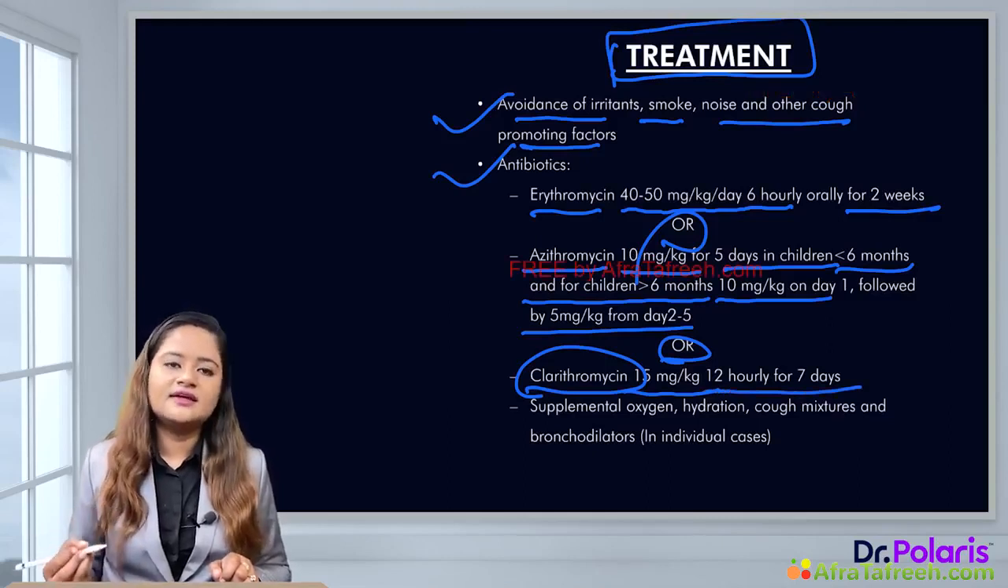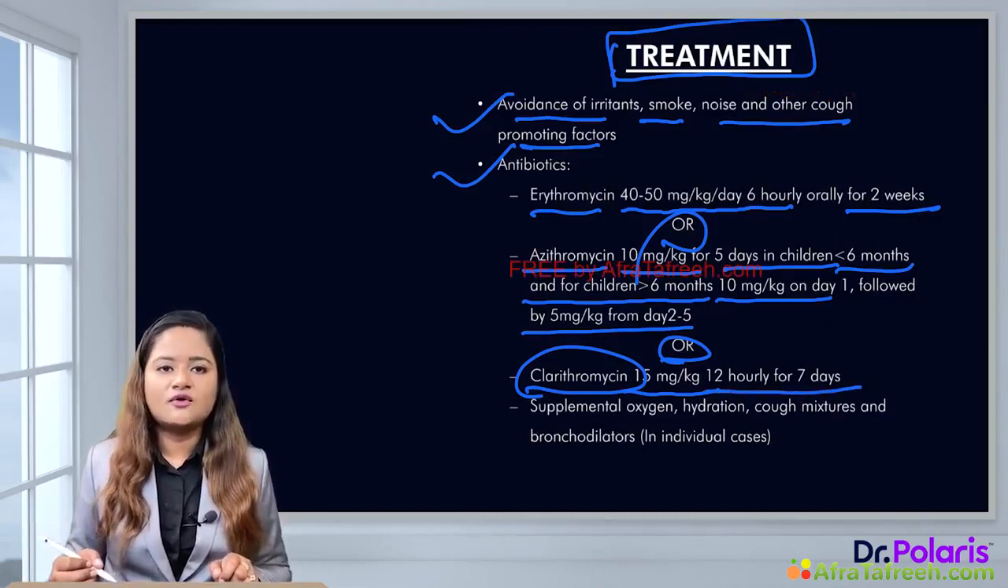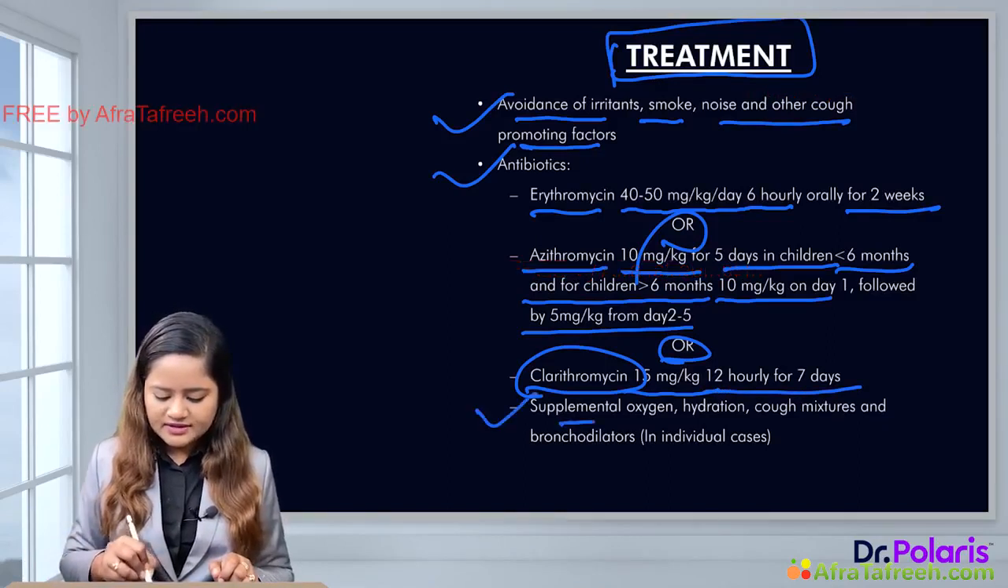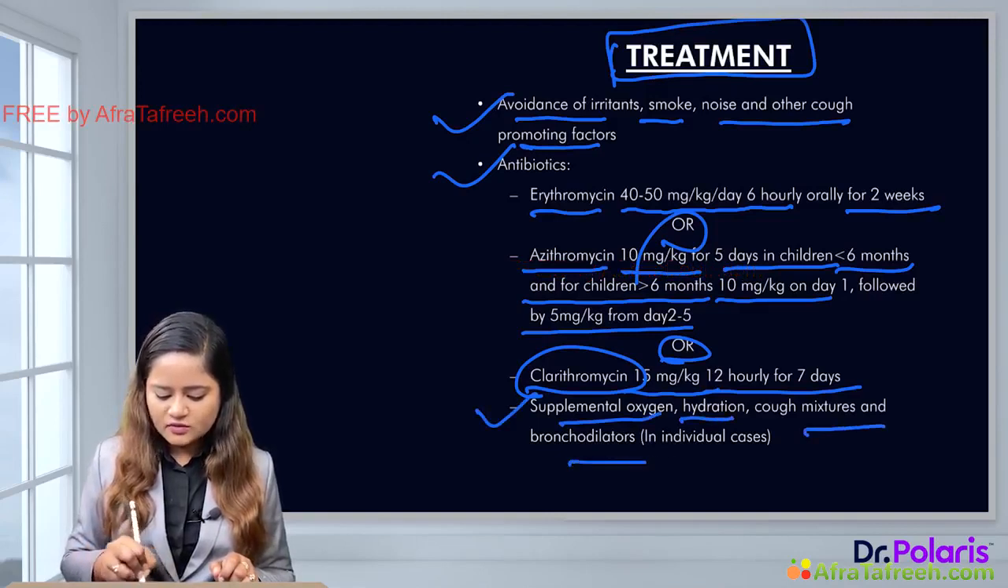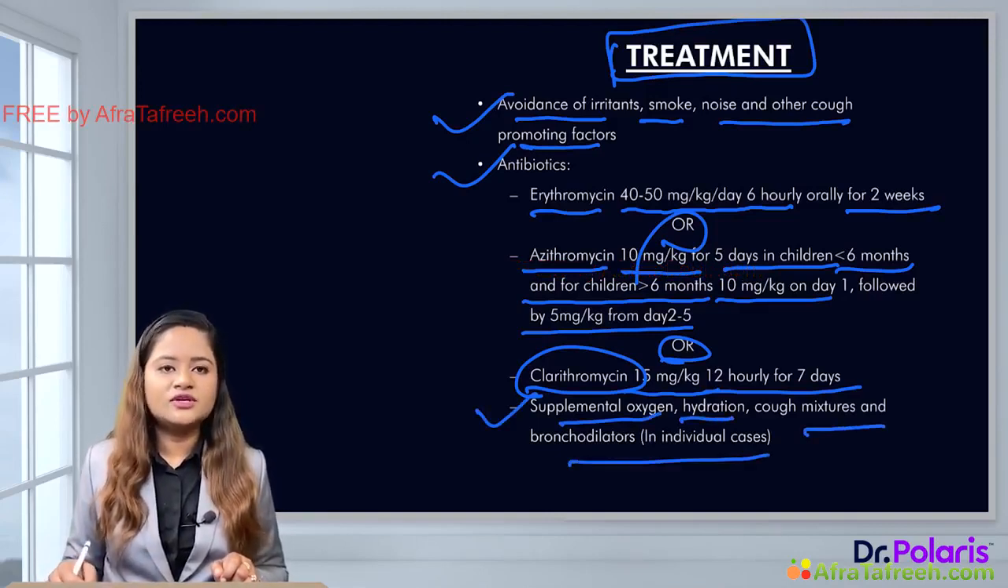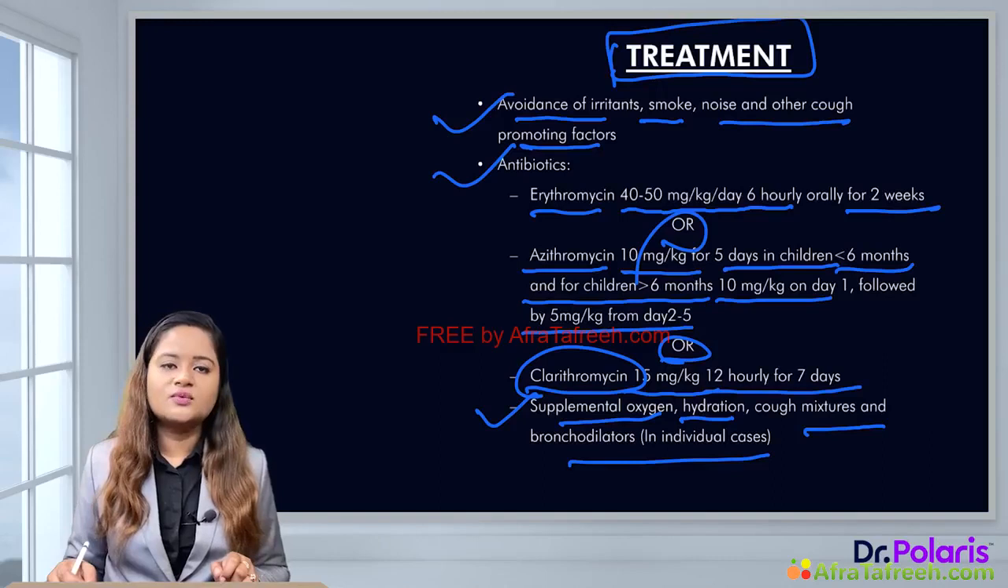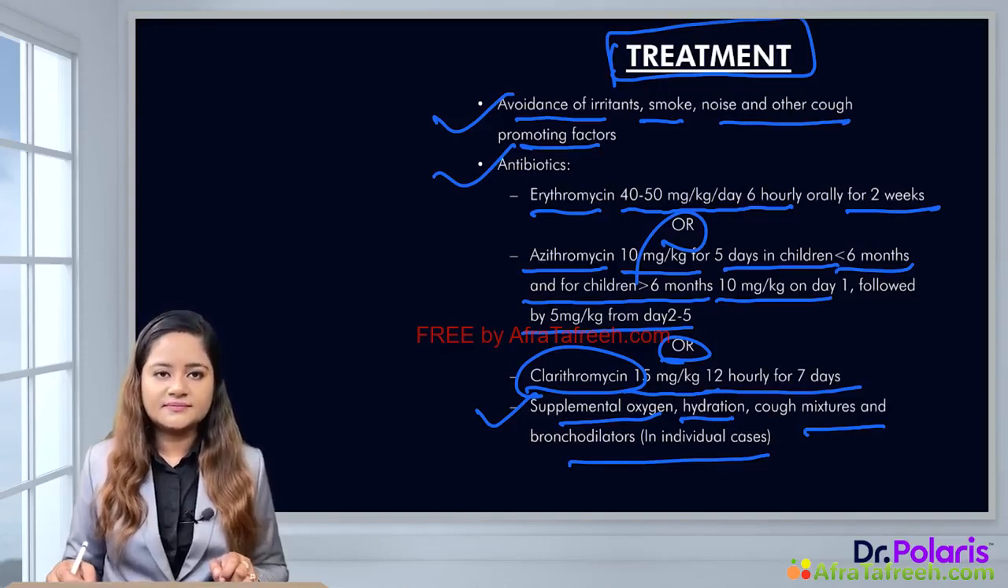So this antibiotic therapy can help to treat the mucopurulent discharge and secretions and the coughing episodes. Supplemental oxygenation, good amount of hydration, cough remedies and also bronchodilation can be helpful in certain individuals. So that is how we treat a case of pertussis.